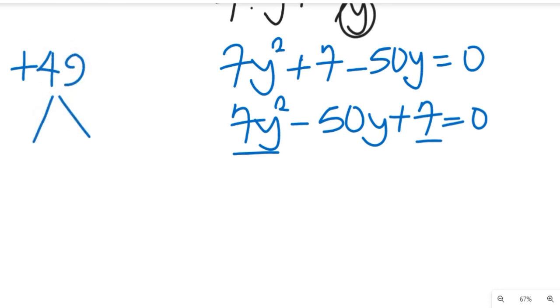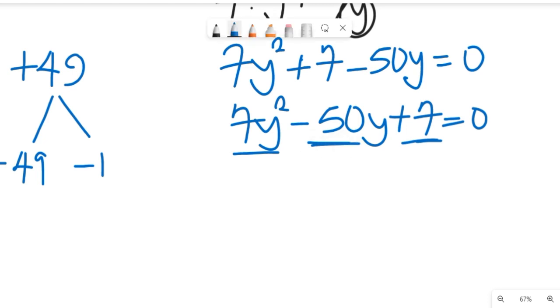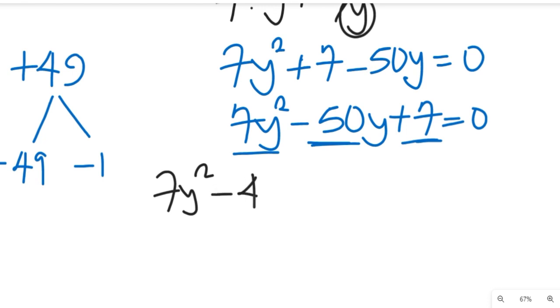And when we add the two values, we're going to have minus 50. So that will give us minus 49 and minus 1. So minus 49 times minus 1 will give us plus 49, which is this value here. And minus 49 plus minus 1 will give us minus 50, which is this value here. So if we simplify that, we are simply going to get the expression 7y squared minus 49y minus y plus 7 equal to 0.